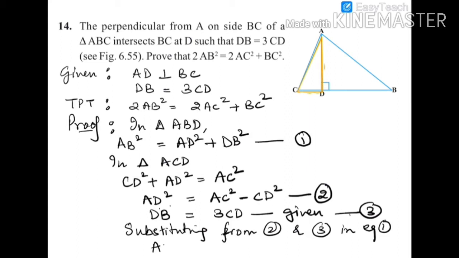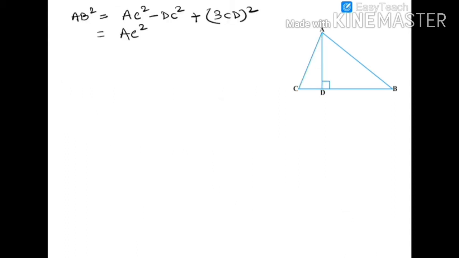We will get AB square equal to AC square minus CD square plus DB, which is 3 times CD, so the whole square. DB square will be 3 times CD the whole square. Let's simplify this expression. So we get AC square minus DC square plus 9 CD square. On adding like terms, we get AC square plus 8 CD square.